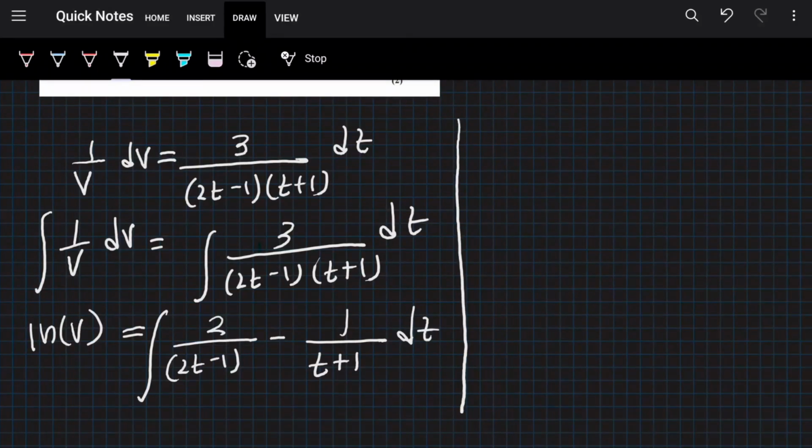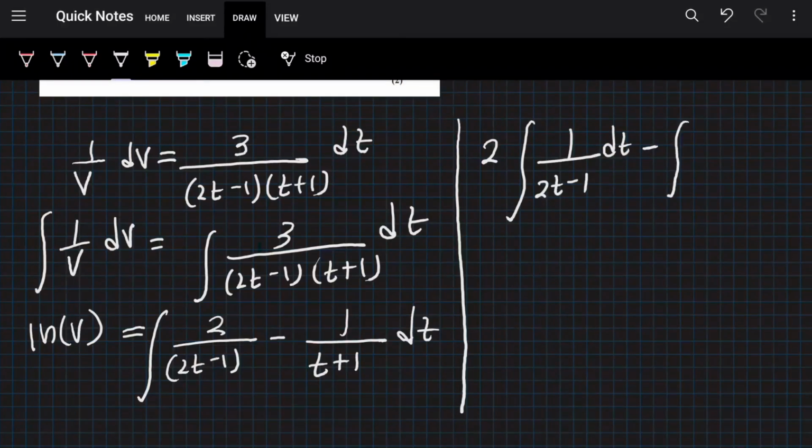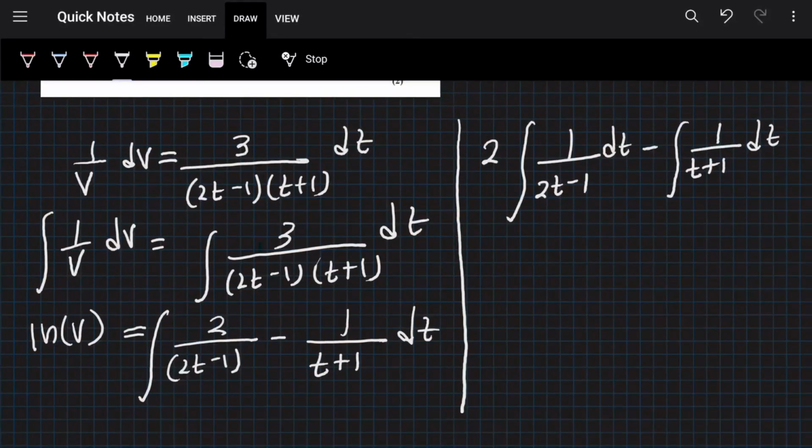So we can take out 2 outside because it's constant. So we get integration 1 over 2t minus 1 dt minus integration 1 over t plus 1 dt. So let's integrate the first expression. We have 1 over 2t minus 1, so we get ln of 2t minus 1, but here we have 2 in front of t, so we differentiate what's inside this.